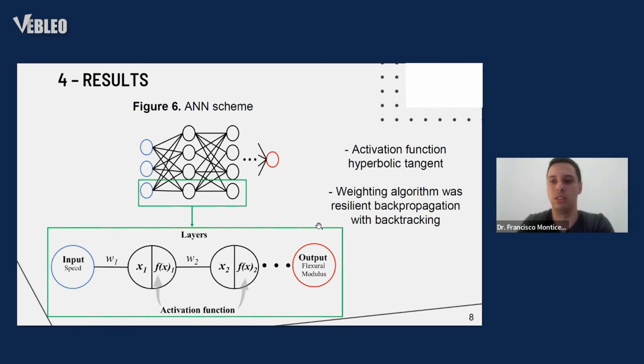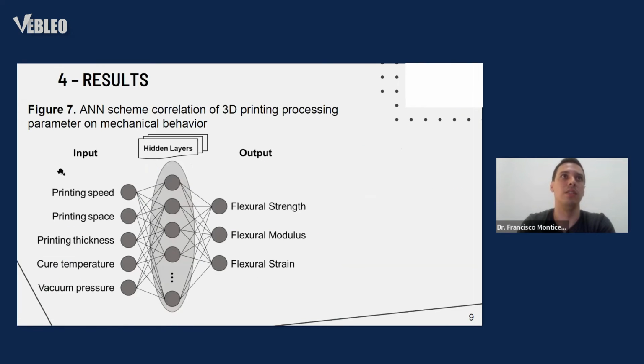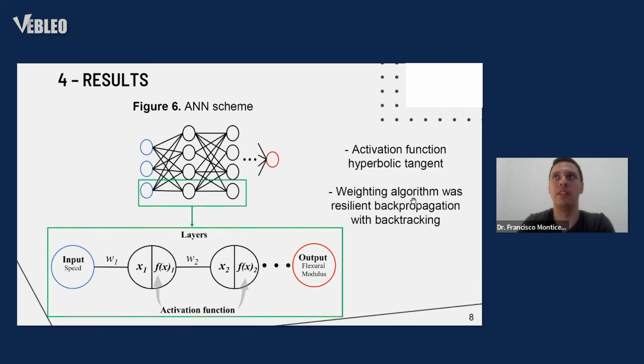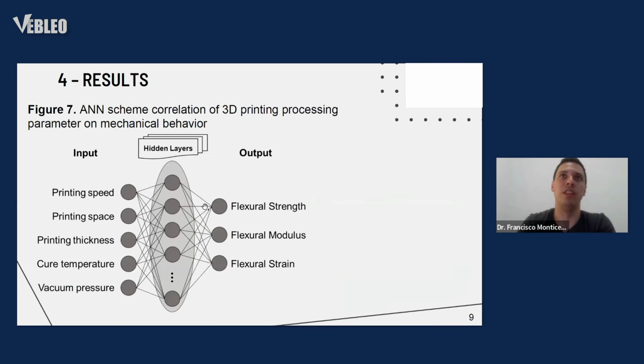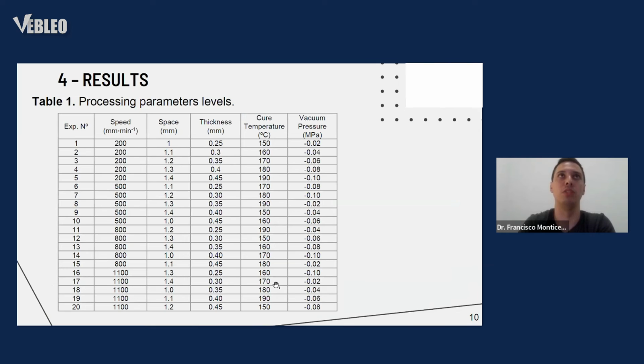So the results. I don't have much time to explain the scheme of the ANN, but we have the inputs, that were the processing parameters. Then, for the mechanical behavior, we performed in the hidden layers with a non-dimensional parameter, the weighting algorithm and activation functions to predict the mechanical behavior: the flexural strength, the flexural modulus, and the flexural strain, the deformation of the material.